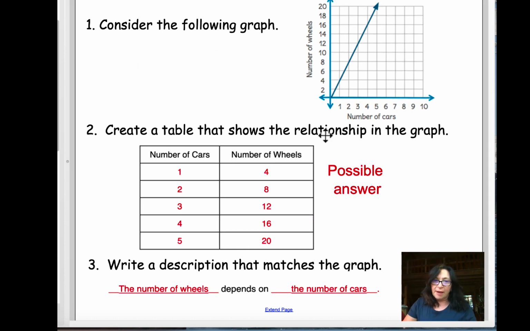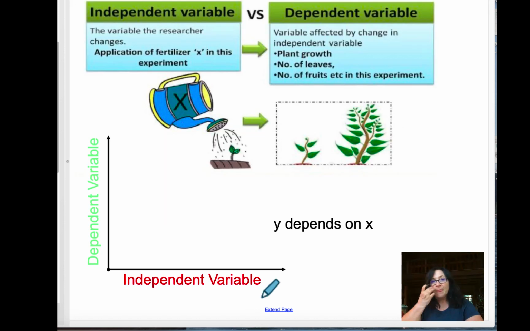So we've got this graph. Possible answers are, if we have 1 car, we have 4 wheels. If we have 2 cars, we have 8 wheels. So we just filled this in right here. And the description that matches the graph: the number of wheels depends on the number of cars. So just to reiterate, this value here, the y value, depends on my x value. My x-axis is independent, so it can stand alone.